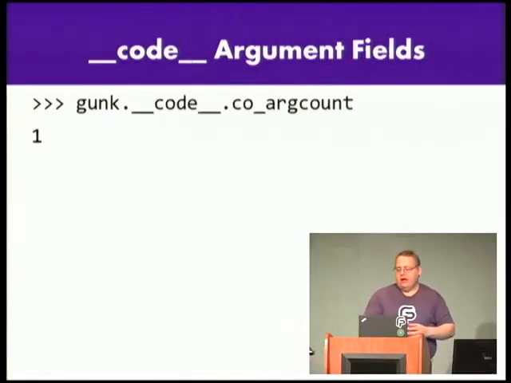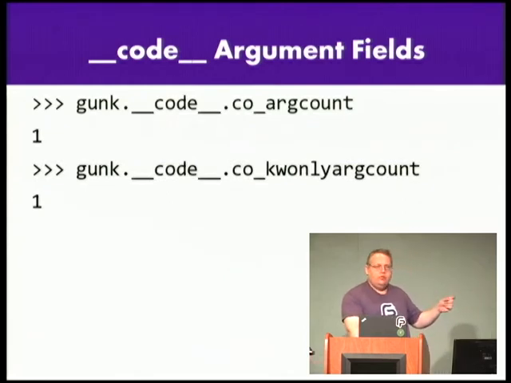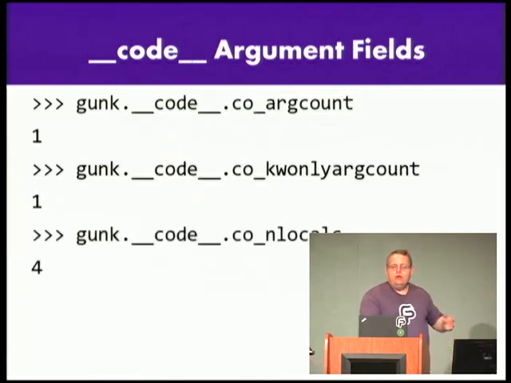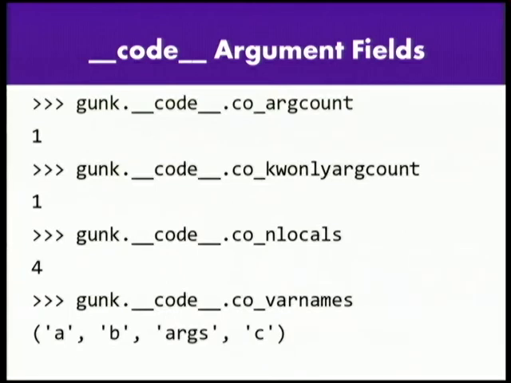Relevant to arguments, we have 4 fields. Arg count is the number of positional only arguments, that's A. CO_KWONLYARGCOUNT is the keyword only argument number, that's B, we only have 1. N locals is the number of fast local variables inside of the function. And there's also an array of their names called varnames, so I don't have to remember what 4 maps to, but that's the 3 arguments, A, B, args, and C.